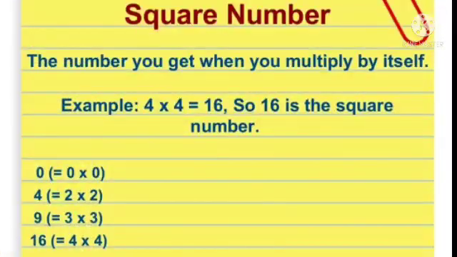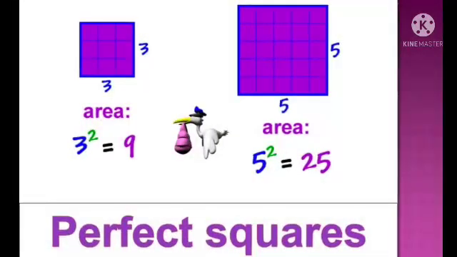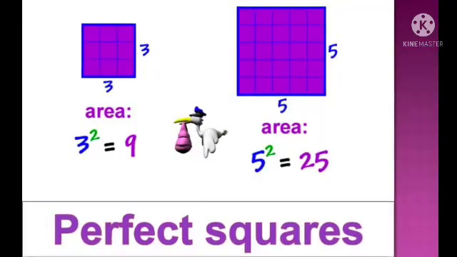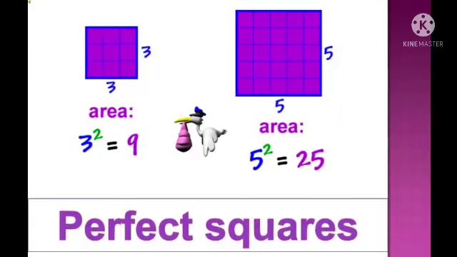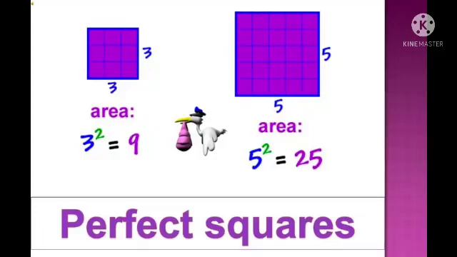Square number. The number you get when you multiply by itself is a square number. Example, 4 multiplied by 4 is equal to 16. So 16 is a square number. Here are some of the examples given below. Look at the example. We have 3 square is equal to 9 and 5 square is equal to 25. These are the examples of perfect squares.